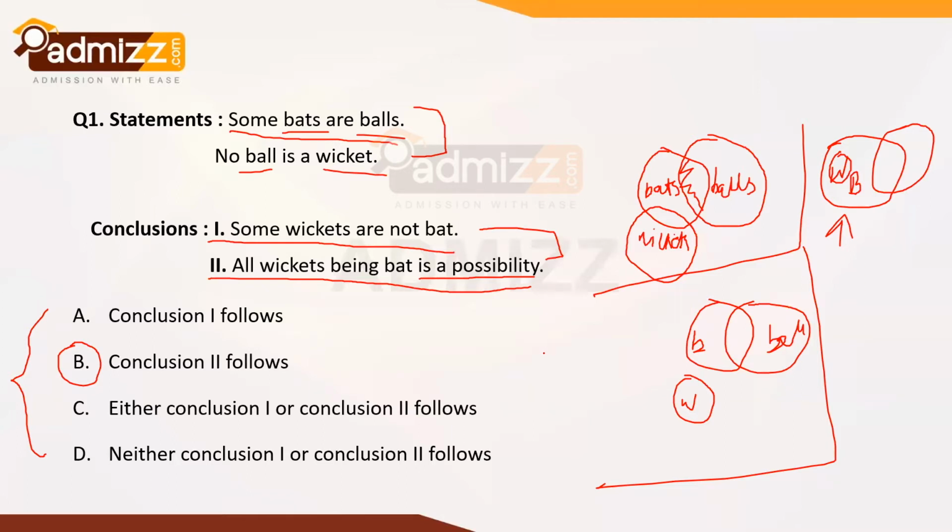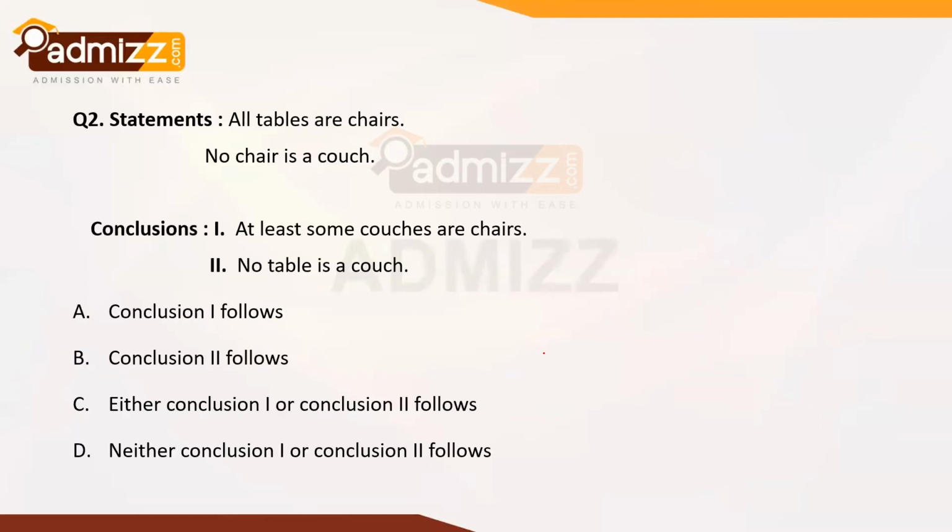Now let us move on to the second question. We are given two statements. All tables are chairs. No chair is a couch. We are given two conclusions as well. At least some couches are chairs. No table is a couch.